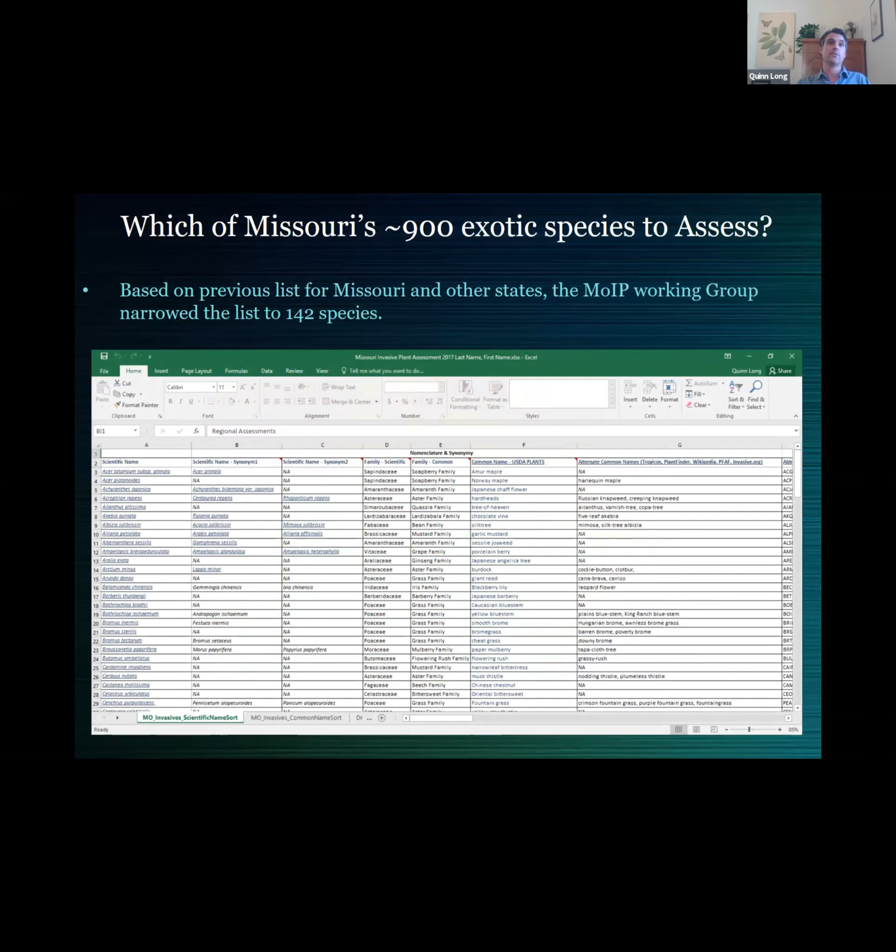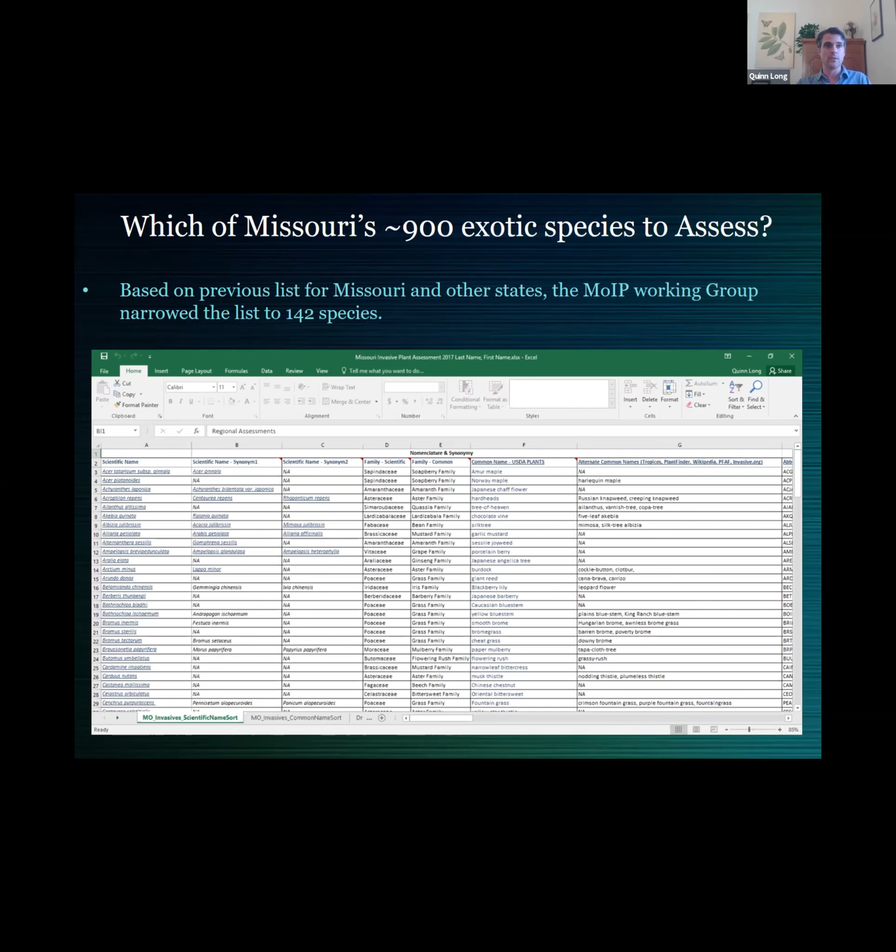So then which of these about 900 exotic species to assess? As I said, not all are invasive. We wanted to assess a fair number of species, but had to determine which ones. 142 is what we narrowed it down to. That may seem like a daunting number, but when you take into account there are over 900 exotic species, that's actually a significant reduction.